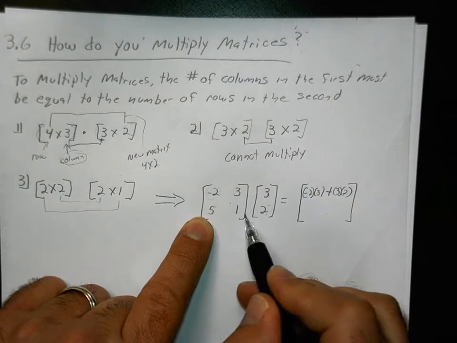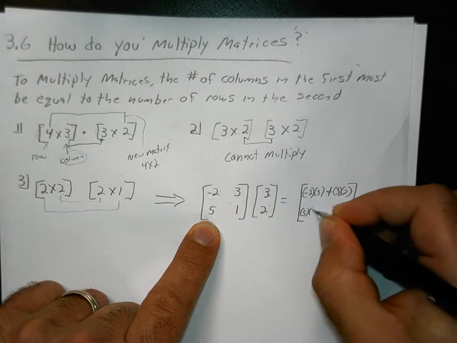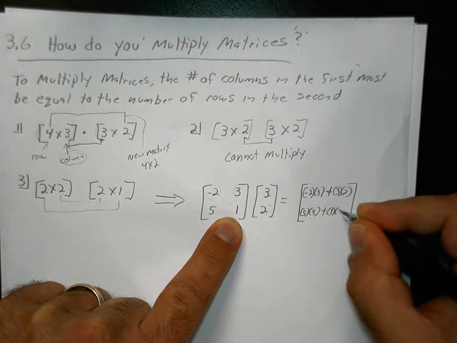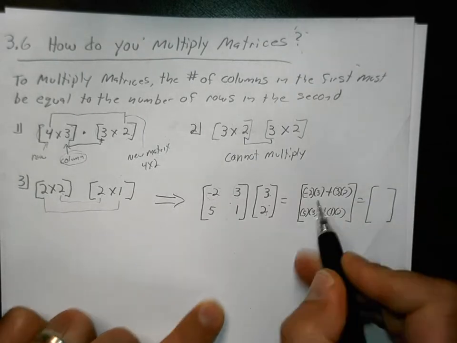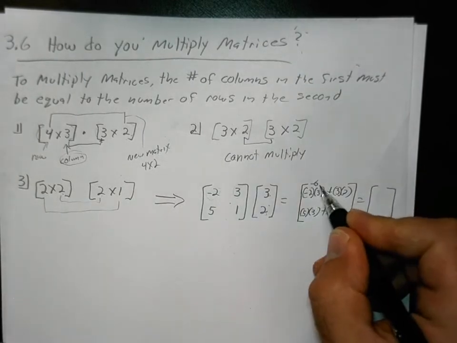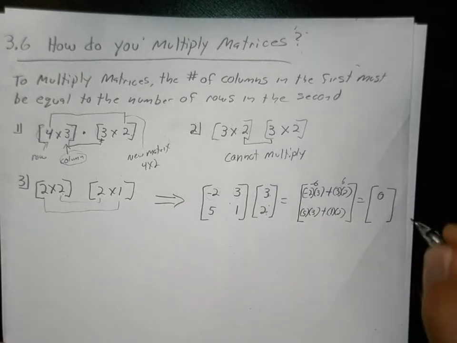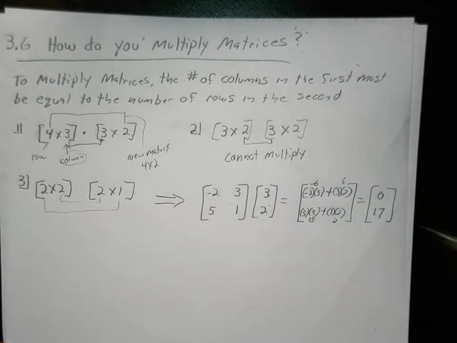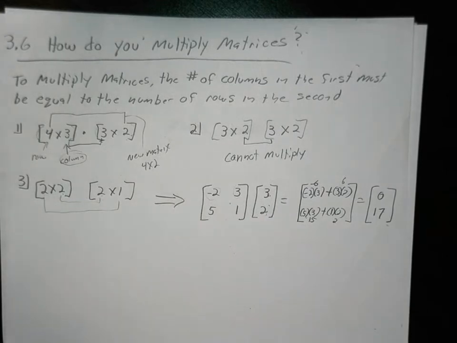Now I move to row 2 and this column. 5 times 3 plus 1 times 2. And now for my new matrix, I just have to do the math here and see what I get. So this is negative 6 and 6. So negative 6 plus 6 is 0, and 15 and 2 is 17. So my new matrix has those entries right there, 0 and 17. So you can see that the actual dimensions of the new matrix was 2 by 1.